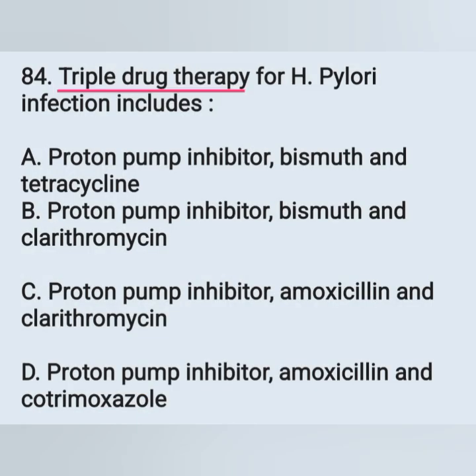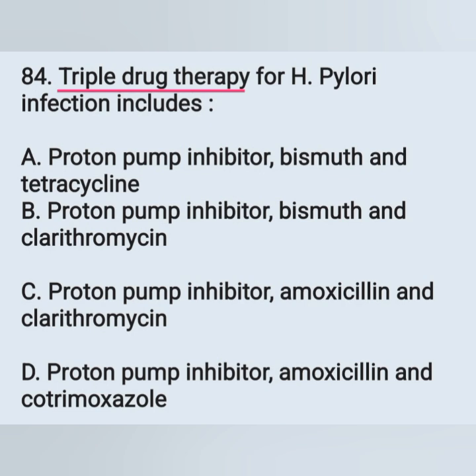Triple drug therapy for H. pylori infection include. Options: Option A, proton pump inhibitor, bismuth and tetracycline. Option B, proton pump inhibitor, bismuth and clarithromycin. Option C, proton pump inhibitor, amoxicillin and clarithromycin. Option D, proton pump inhibitor, amoxicillin and clotrimazole.